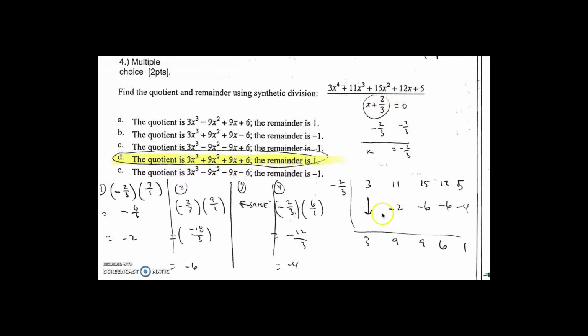So for synthetic division, the first thing you're going to do is just bring it down. Then you're going to multiply -2/3 times 3. There's my work. -2/3 times 3. You're multiplying fractions, so just multiply across, -6/3 or -2.